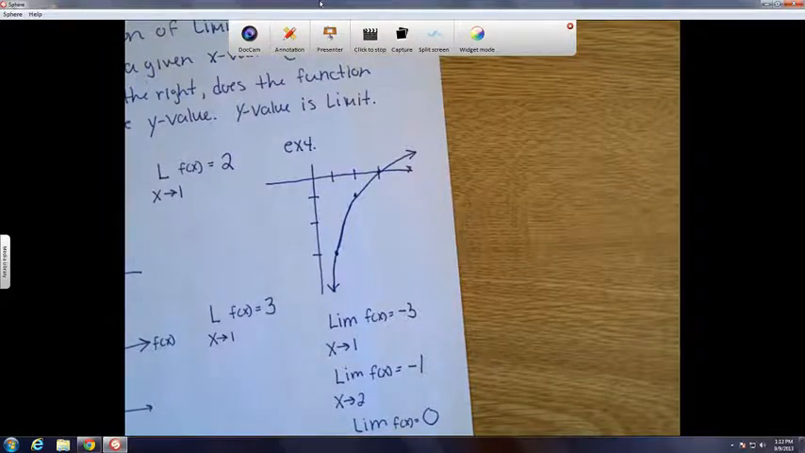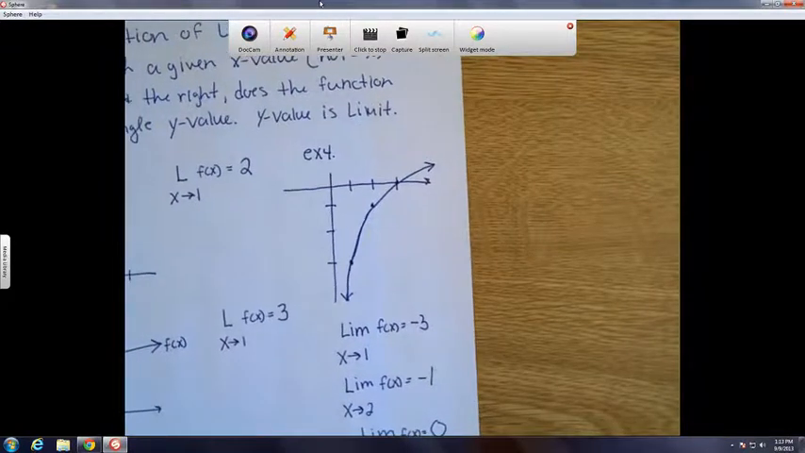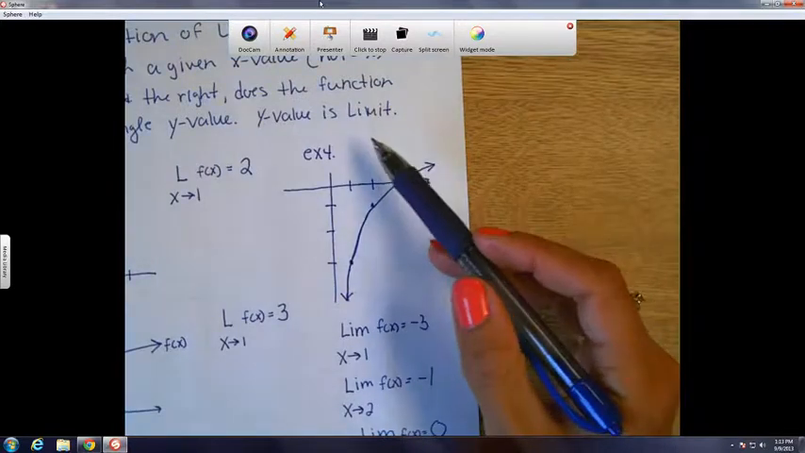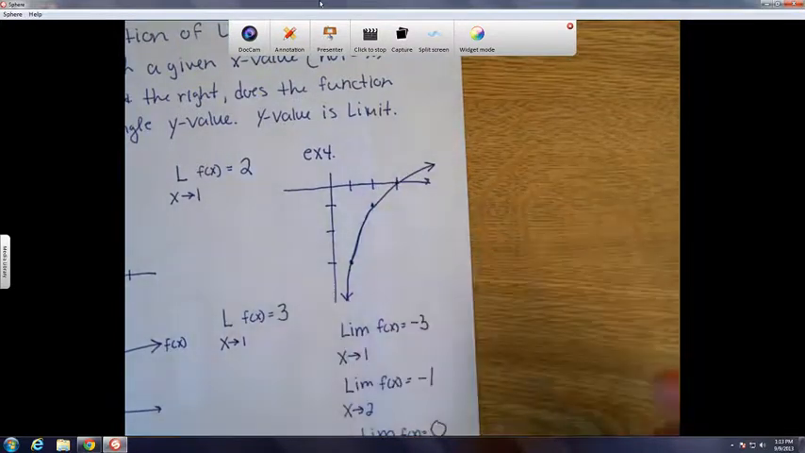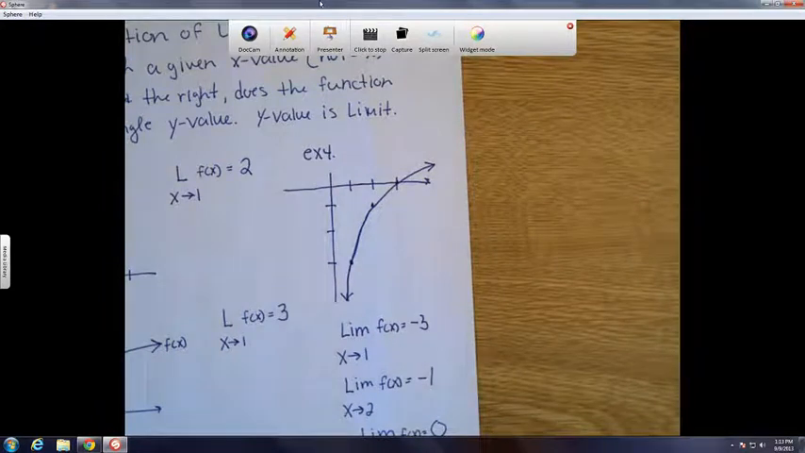So that's our basic intuitive approach. When you think limit, think y value. If you have a graph, you can kind of see it on the graph. Now we're going to develop the formal definition of limit. I need another piece of paper.